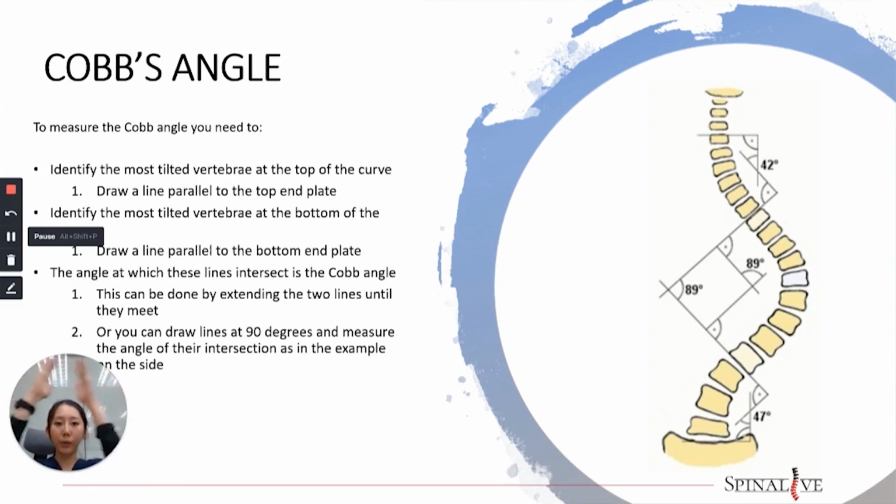However, most of the time when you get an AP film, you are not able to really have these two lines intersect. Hence, a perpendicular line is drawn towards all these lines. Okay, so you get this vertebra, you get this vertebra, and you draw a 90-degree perpendicular line, and you get the Cobb angle as shown from the cursor.